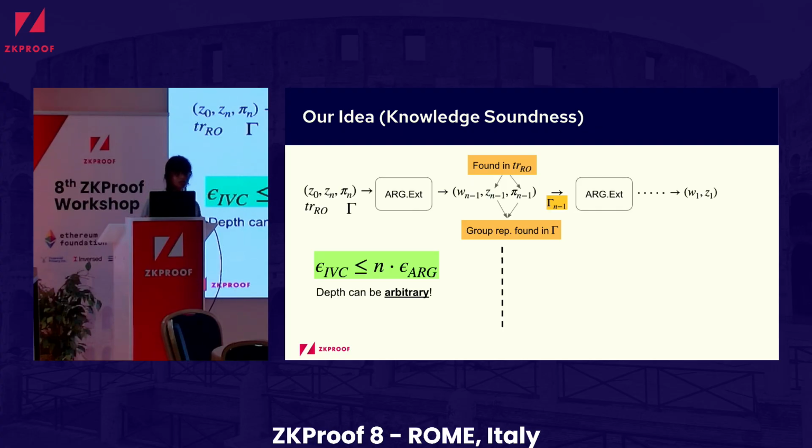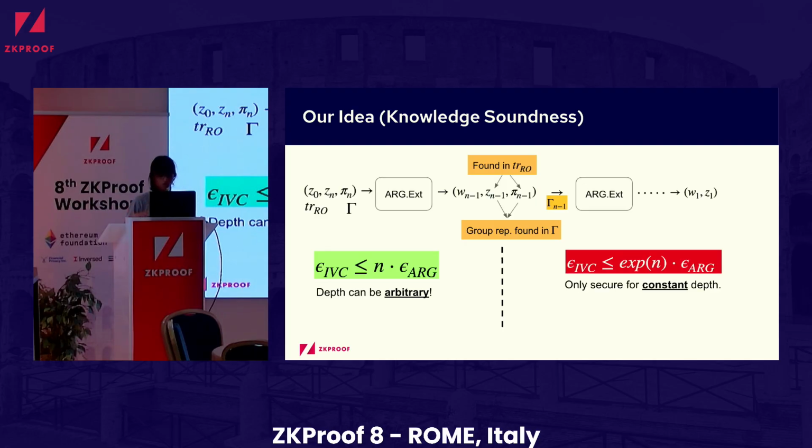And to put it in context, usually if we want to prove the security of IVC, what happens is that the soundness error of the underlying snark blows up exponentially in the depth, which means that most of the time it's only secure for constant depth.